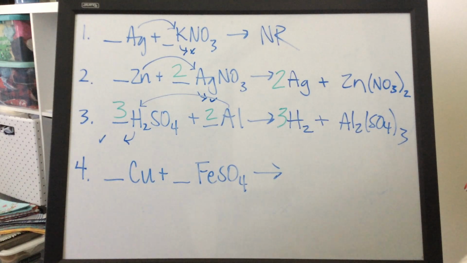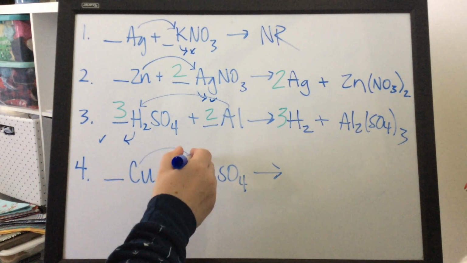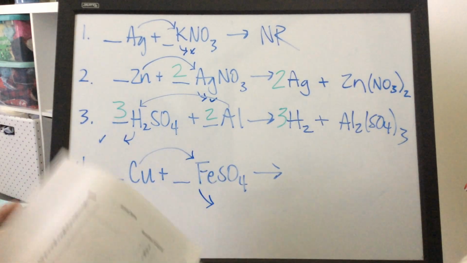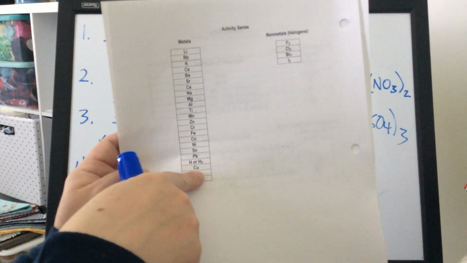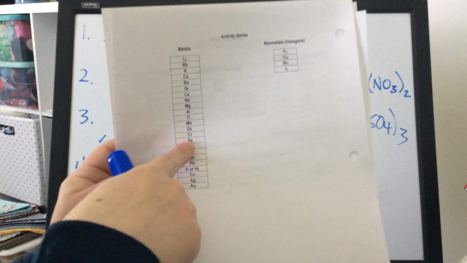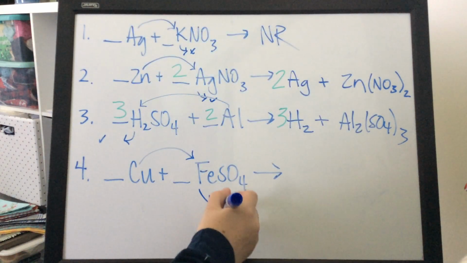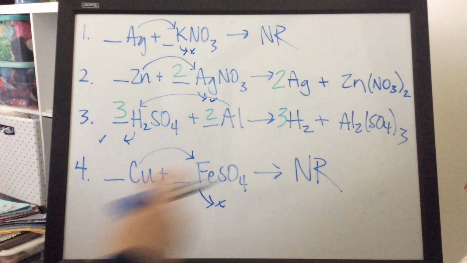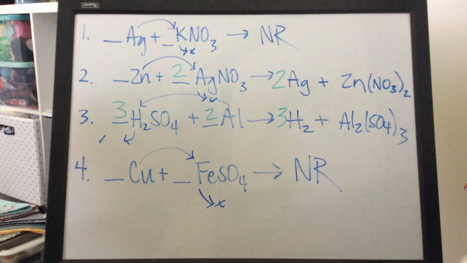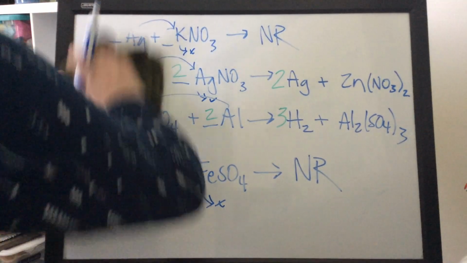Number 4, can copper kick out iron? I don't know. Can copper kick out iron? No, it's less reactive. So this one doesn't work. And remember, anytime it doesn't work, it's an NR, which stands for no reaction. All right, and then the second set of 4.